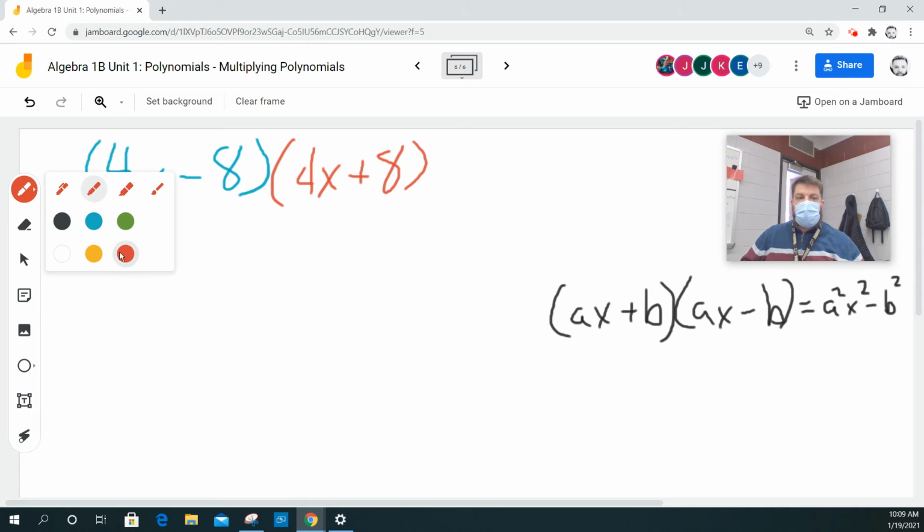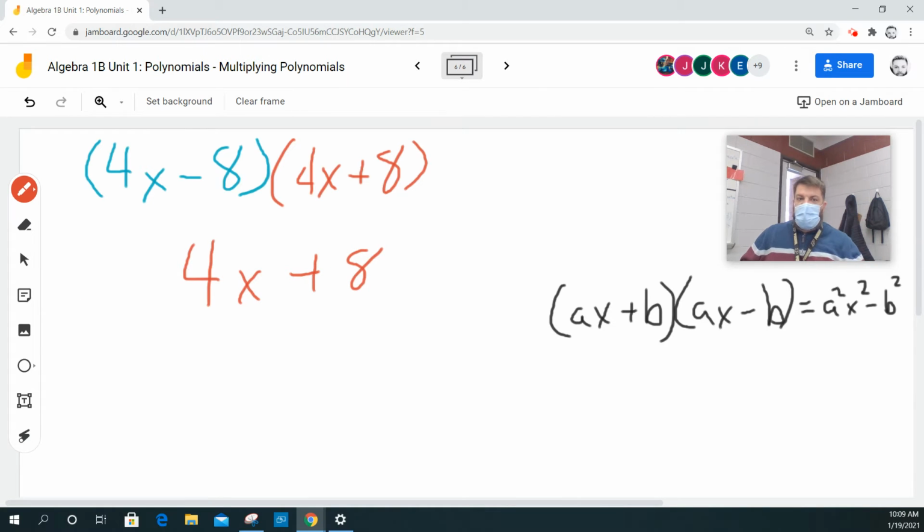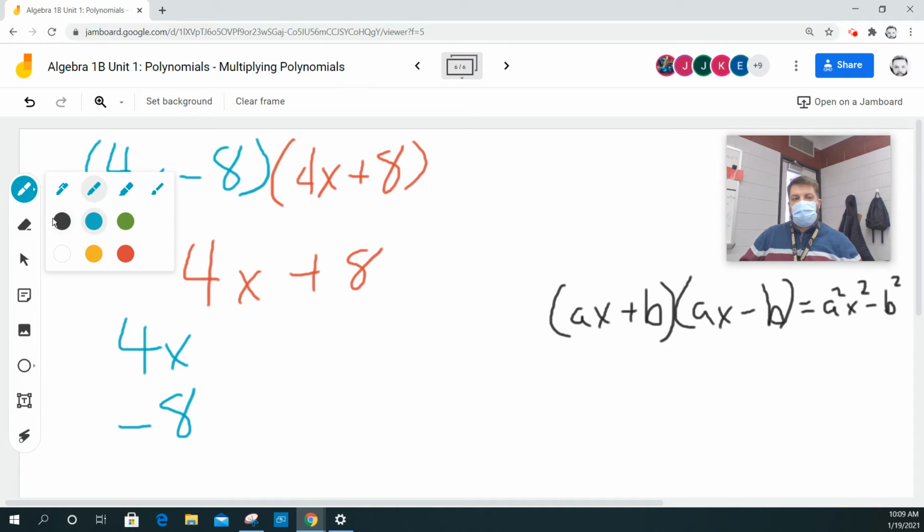So I'm just gonna say 4x plus 8. In other words, I could tell you what the answer is. This is going to be 16x squared minus 64. You're like, what are you, some sort of wizard, Mr. Adams? Yes.